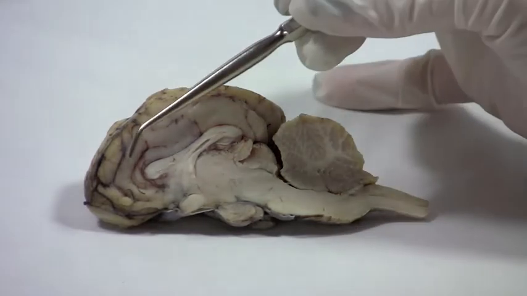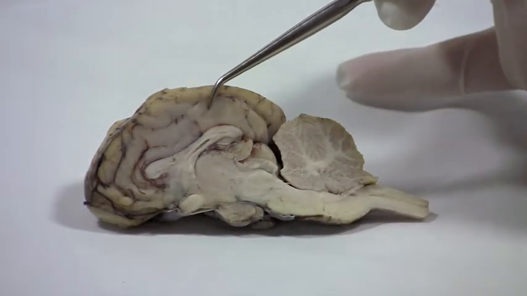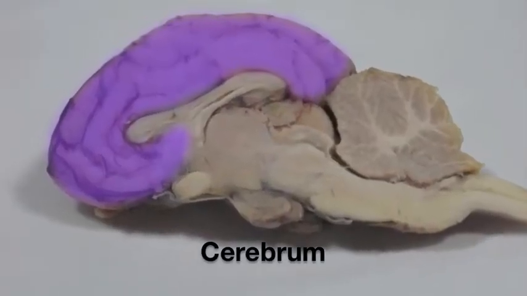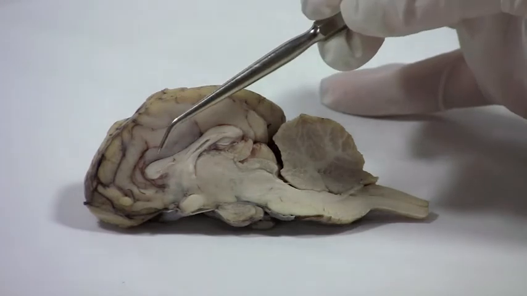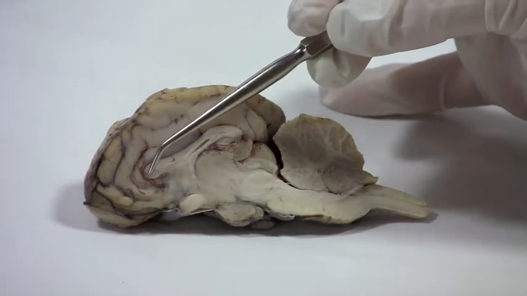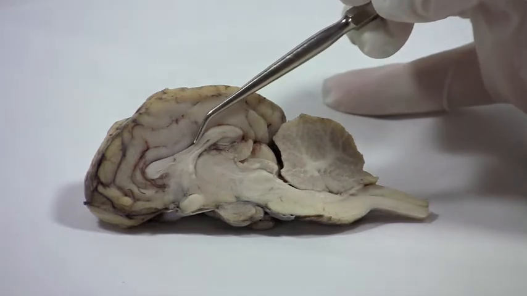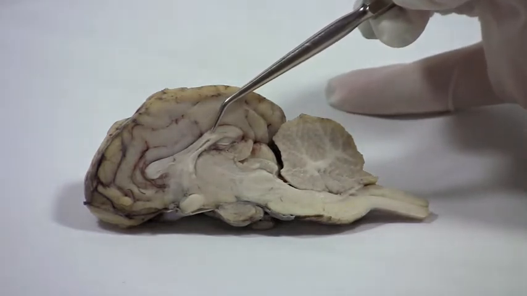We can see the cerebrum, and this white structure is called the corpus callosum. The corpus callosum is a commissure. It consists of myelinated axons that connect the right and left cerebral hemispheres.